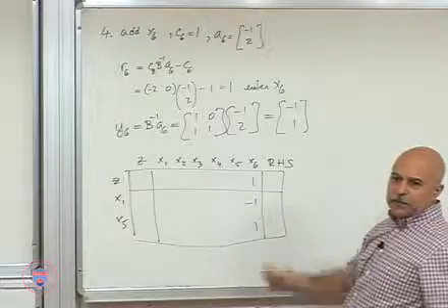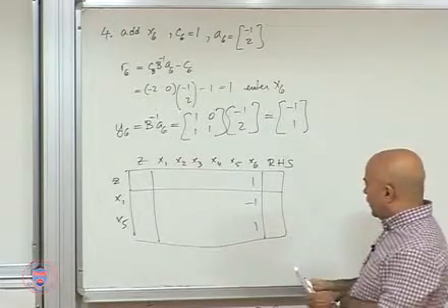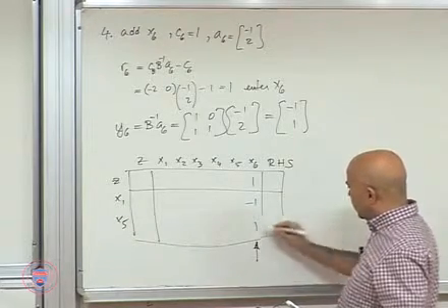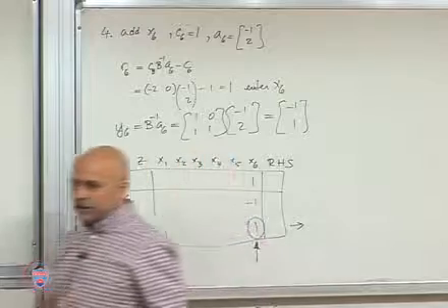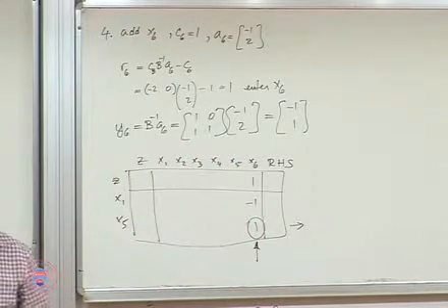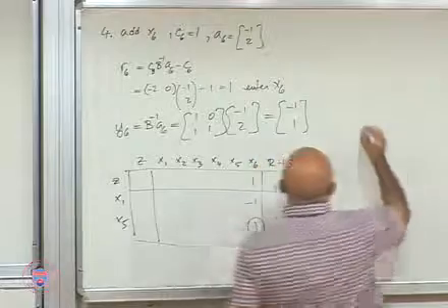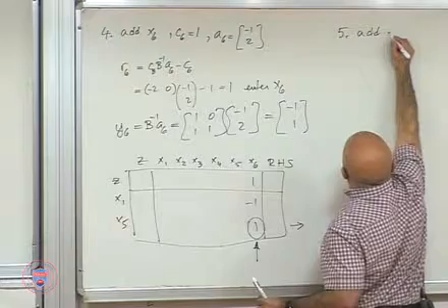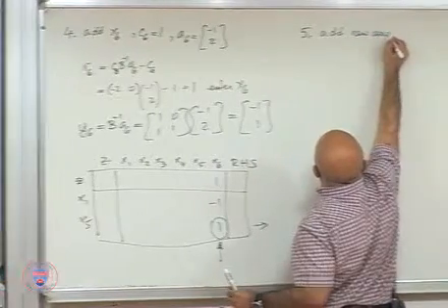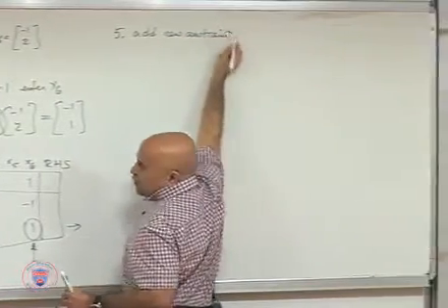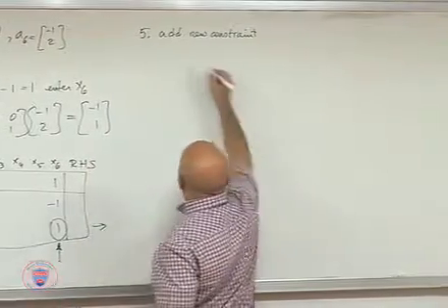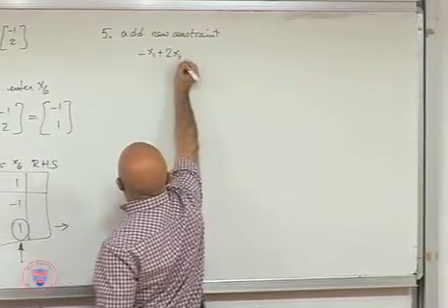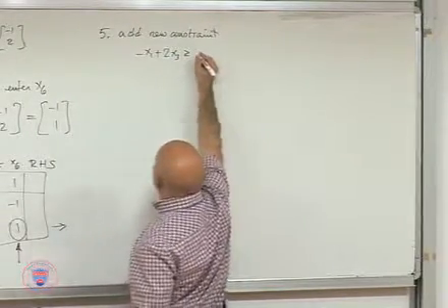The rest of the tableau is the same old tableau, so I'm not going to write them down. You're entering this guy, and this one should exit, and you just pivot and see what you get. Number 5. Add a new constraint. What was the constraint? Minus x1 plus 2x3 is greater than or equal to 2.